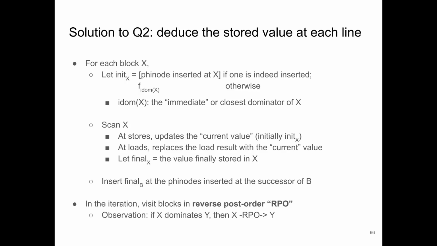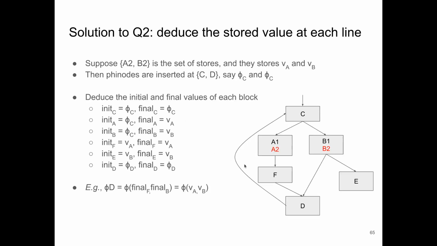And if the phi node is not inserted at x, then we can say that there is no need to insert such a phi node, and the initial value at the beginning of this block x should be the final value of the immediate dominator of this x. So that's the reason why init x is initialized with the immediate dominator of x's final value here. So F's initial value is the final value of A, and the initial value of B is the final value of C, etc., etc.